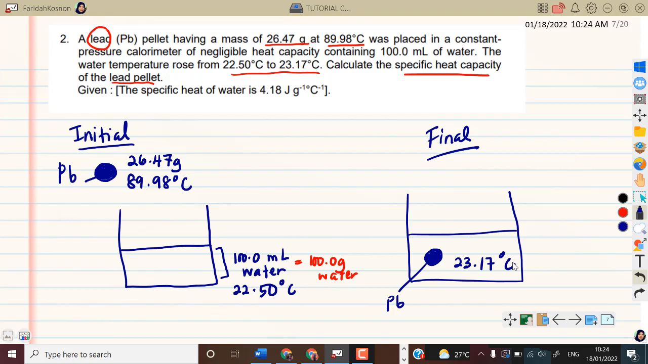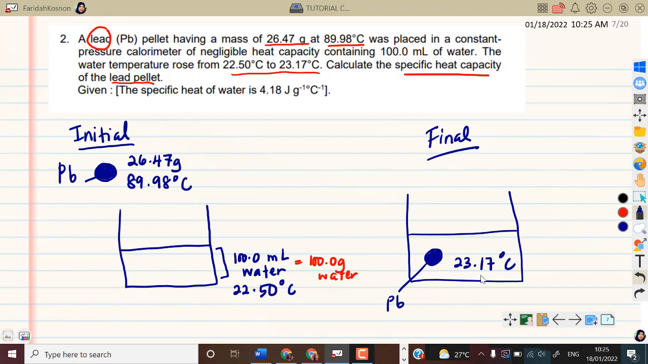You nampak kat sini, lead pellet tu, suhu dia very high, 89.98 degree Celsius. So, panas lah. Lebih higher temperature compared to water. So, bila lead pellet itu kita masukkan dalam air, what happen? Water will absorb the heat from the lead pellet. Sebab itu, suhu air itu bertambah sedikit daripada 22.50 kepada 23.17 degree Celsius.